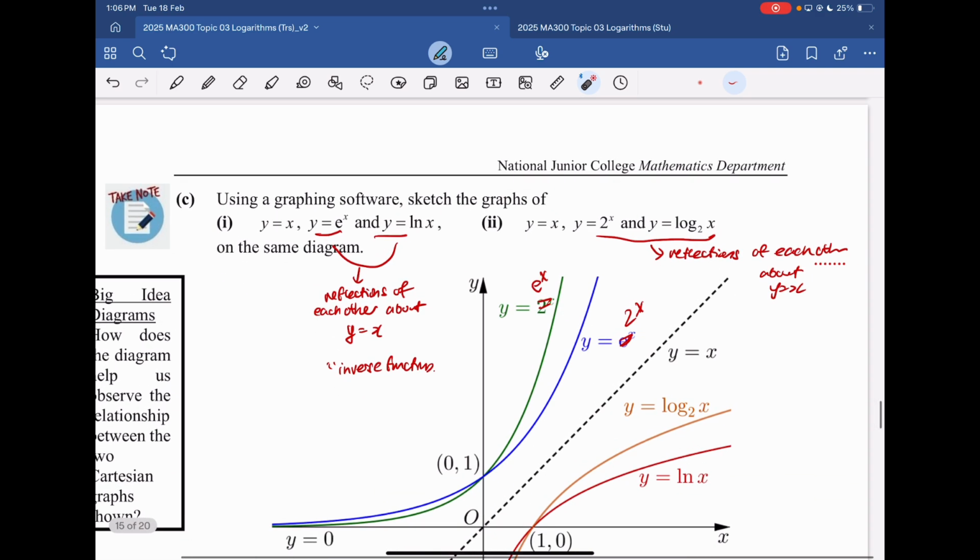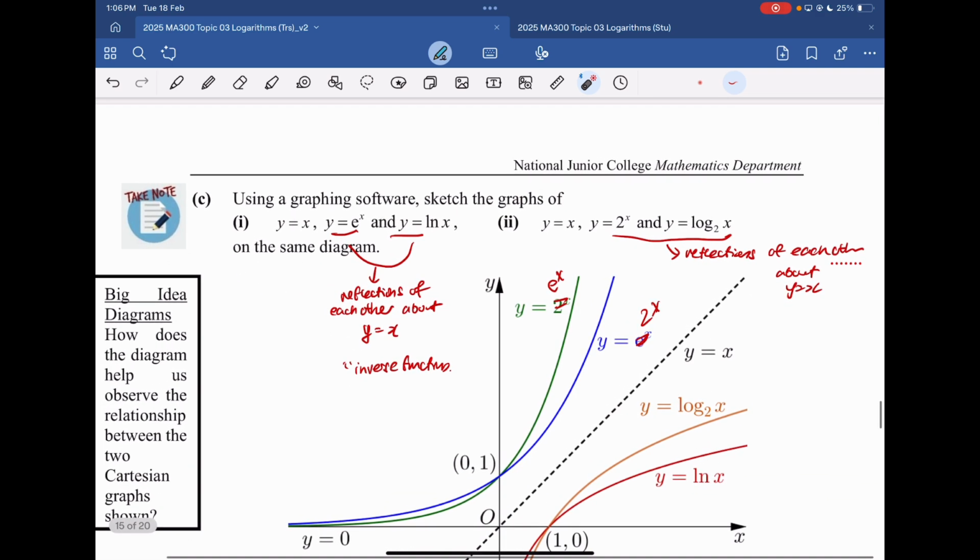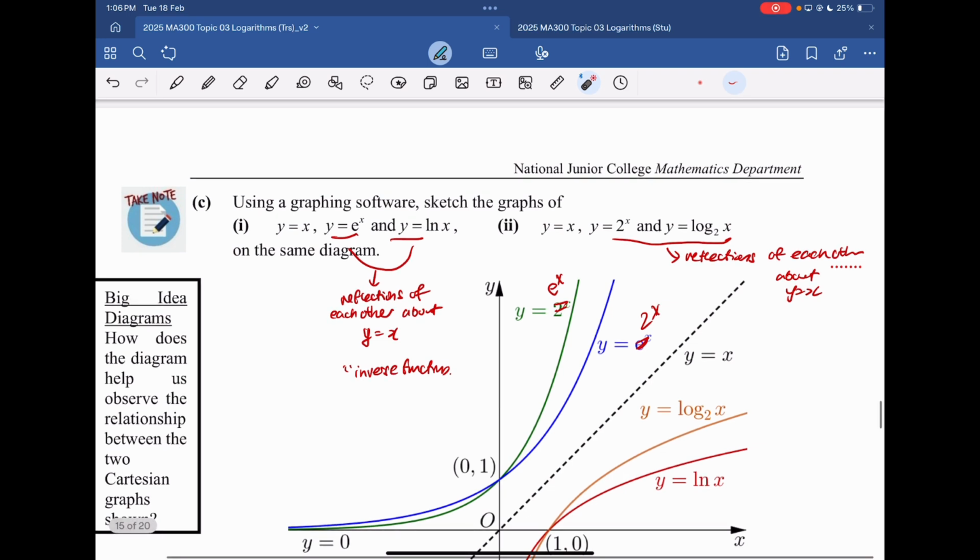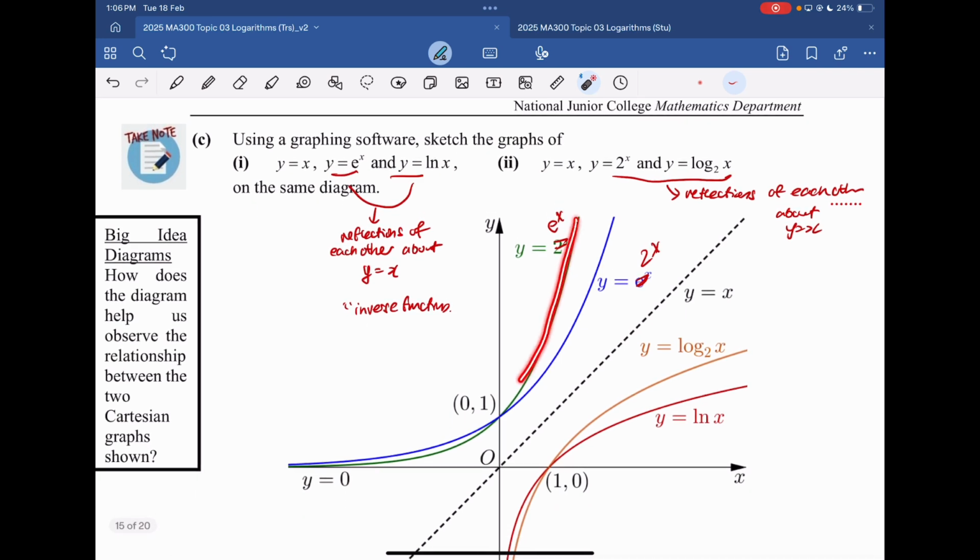Okay, so here, this is the reflection. e power x and ln x, they are reflection about each other. y equals ln x. Why is that so? If you are interested to find out more, especially those who are very strong in math, they are what we call inverse functions. So e power x and ln x, and also 2 power x and y equals log base 2 of x, they are what we call inverse functions.